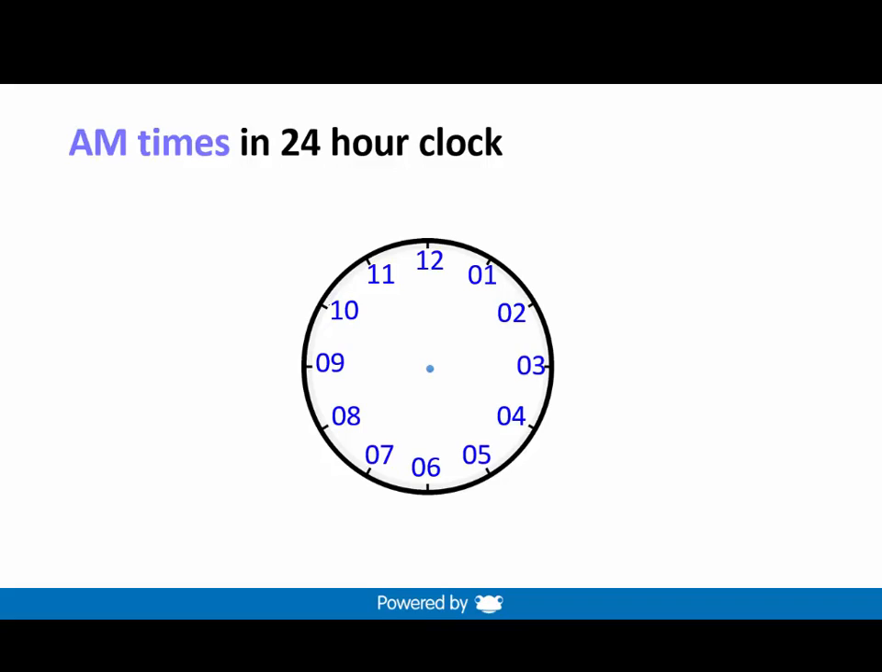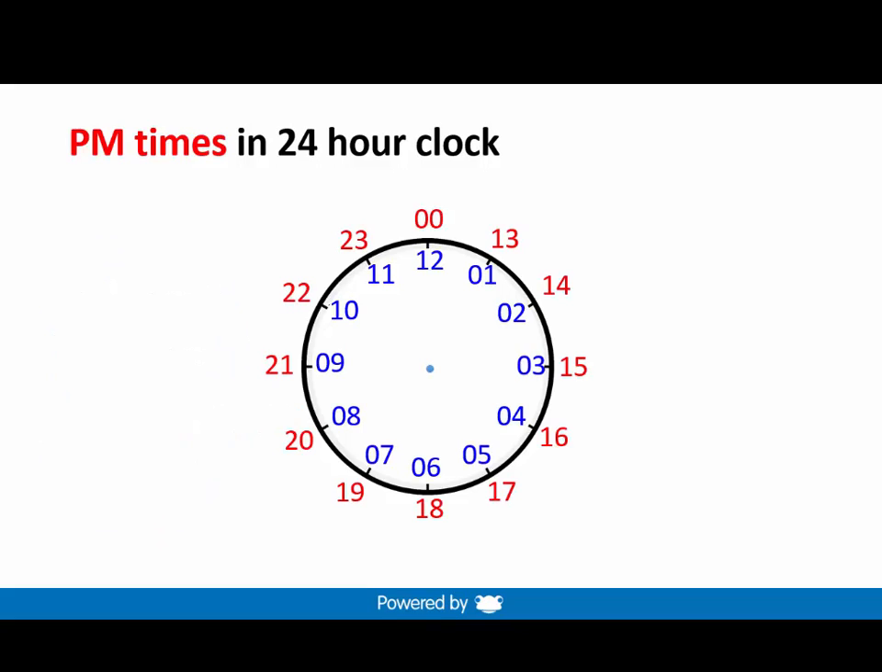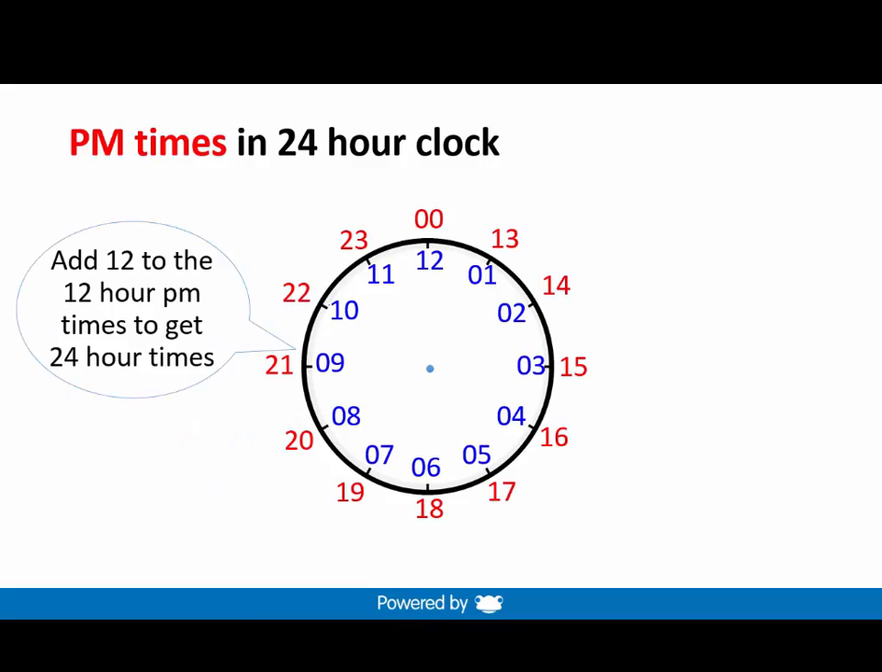The AM times in 24-hour clock are shown in blue. For the most part, these are exactly the same as 12-hour times. But for the single-digit numbers, we have a 0 before them to show that it's 24-hour clock, which must always have 4 digits. The PM times are shown in red around here. We add 12 to the 12-hour PM time to get 24-hour times. So you can see here that 9 PM, if I add 12, I would get 21.